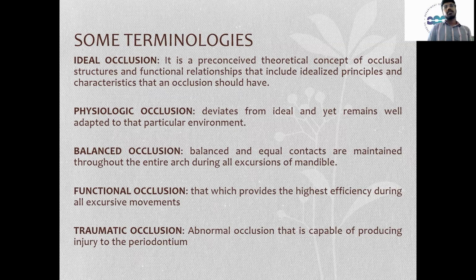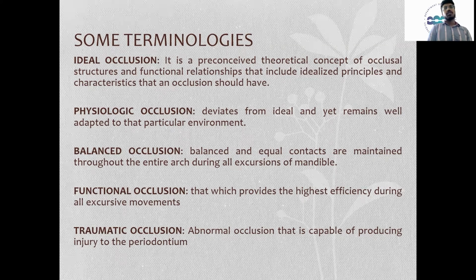Next is the physiologic occlusion. Any occlusion that deviates from ideal and yet remains well adapted to the particular environment is known as physiological occlusion. Next comes balanced occlusion. In balanced occlusion, equal contacts are maintained throughout the entire arch during all excursive movements of the mandible.